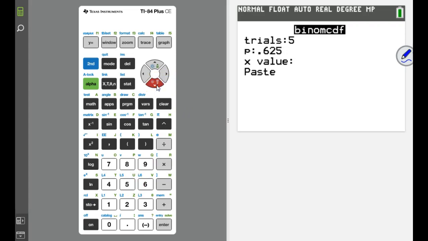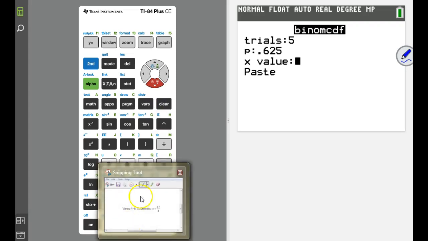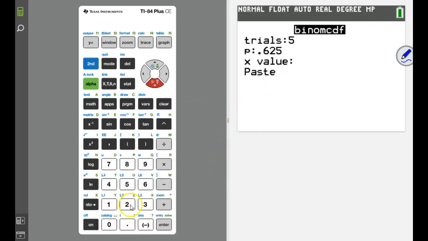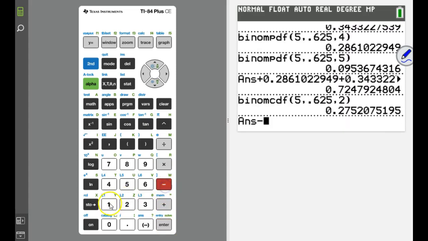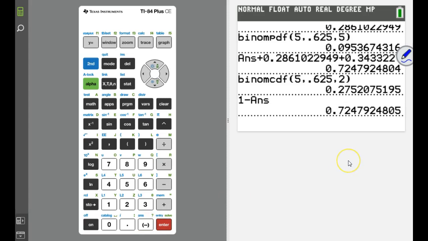Chance of success. And we want him to succeed 3, 4, or 5, but I want to know what is the chance that he succeeds 2 or less times, because it counts down, 2, 1, 0. So if I put in a 2 here, it's going to add up the probability that he only gets 2 or 1 or 0, and that's not going to be my answer, because I want to know 1 minus that answer, because I don't want to know that he misses, I want to know that he makes it. Is that what we had, 0.724?